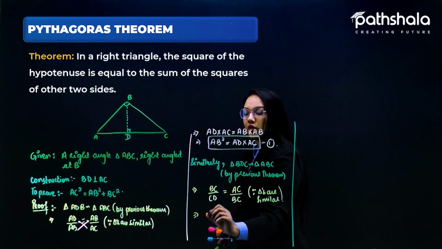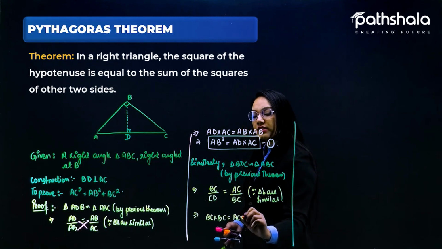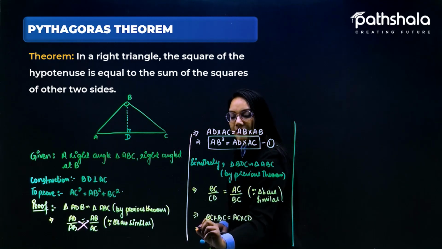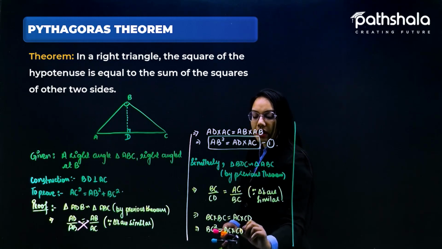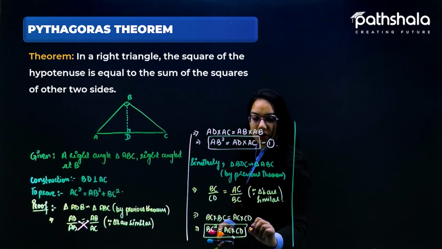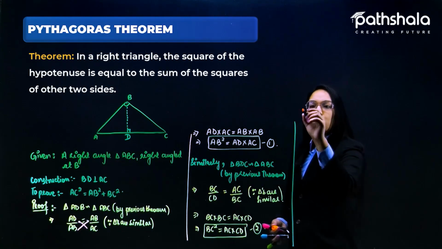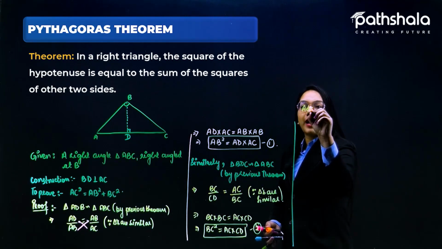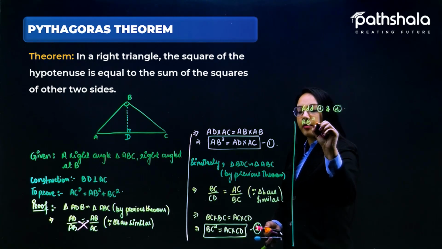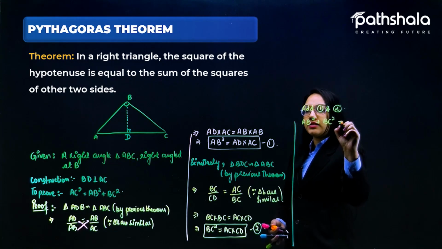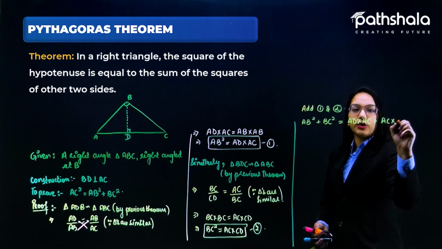Now if I solve it out, this would be BC into BC, which is equal to AC into CD. So we can write it as BC square is equal to AC into CD. Let us call it equation number 2. Now let's add equation 1 and 2. This would be AB square plus BC square is equal to AD into AC plus AC into CD.